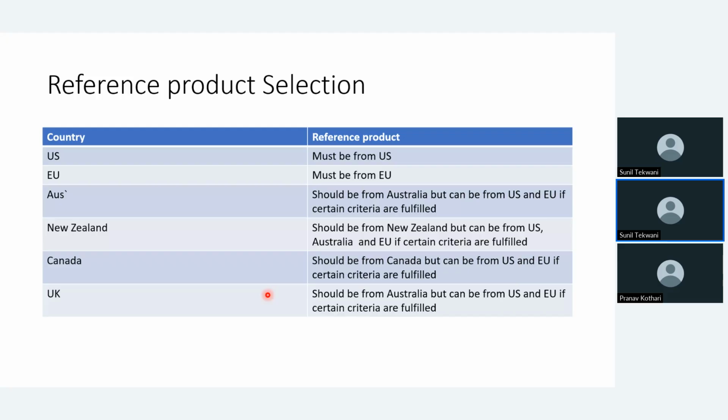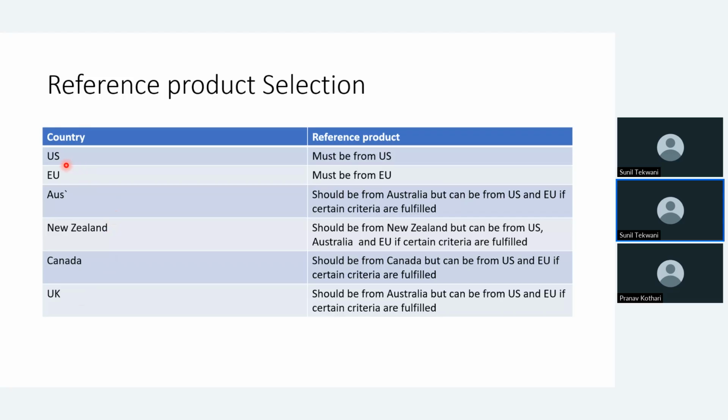Even at a higher position, when you have 10, 15, 20 years experience, again and again you will be asked this question: how do you select the reference product? So pay special attention to this slide. Reference product selection. If you are preparing a dossier for different countries like US, EU, Australia, New Zealand, Canada, or UK, in your BE study, what should be the reference product that we will be covering in this slide?